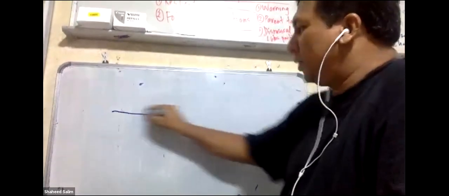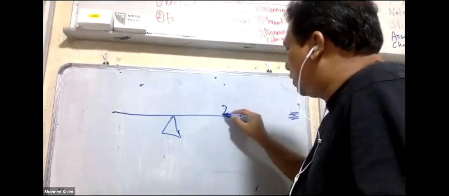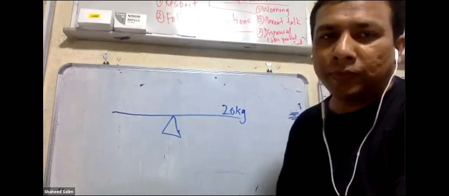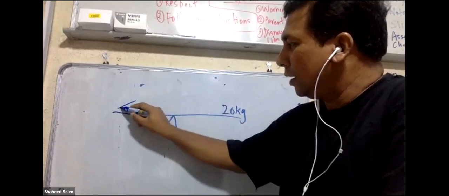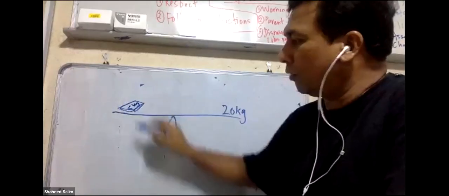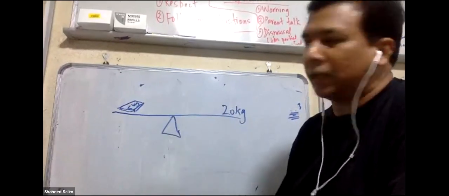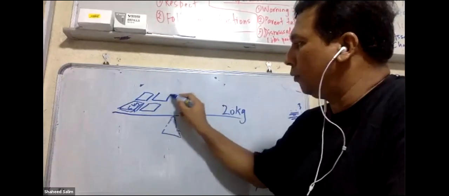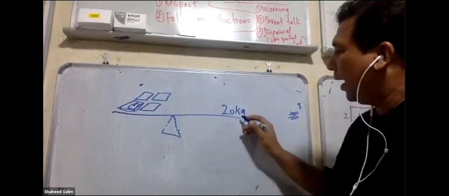Okay, let's try. Imagine your weight last time is 20 kg. Now you have a 5 kg sack of rice. Have you seen it? Your mom buys rice, right? Yeah. There is a 5 kg sack of rice. How many 5 kg sacks do you need to add up to 20 kg? Four. Okay.